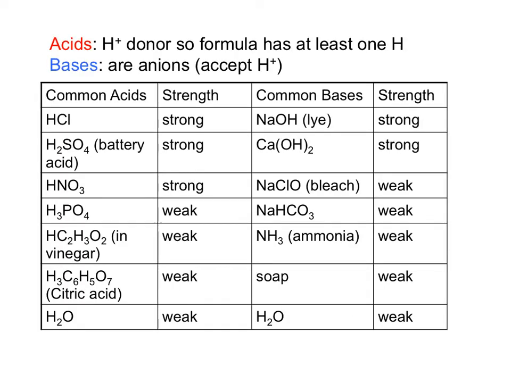This table shows common acids and bases and their strength, that is, whether they're strong or weak. Some of the bases are ionic compounds. Note that the anion is the basic part. Stop the video, take a picture of this table so you can refer to it later.